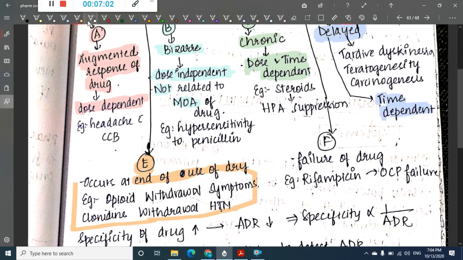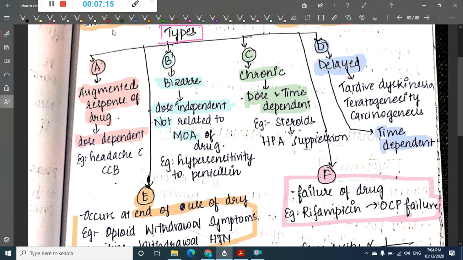Then we have F. In F, we have failure of the drug. Example, rifampicin causes OCP failure, that is failure of the drug. So these are the important reactions that occur in adverse drug reactions.